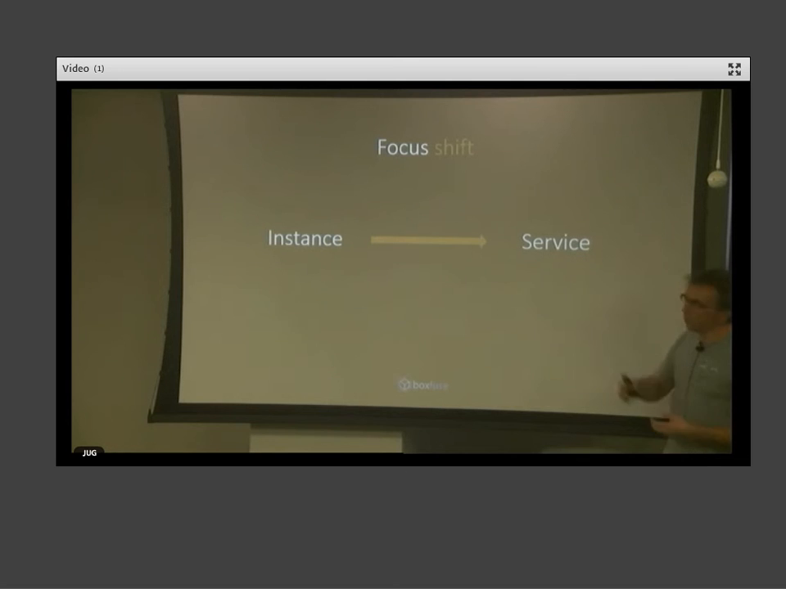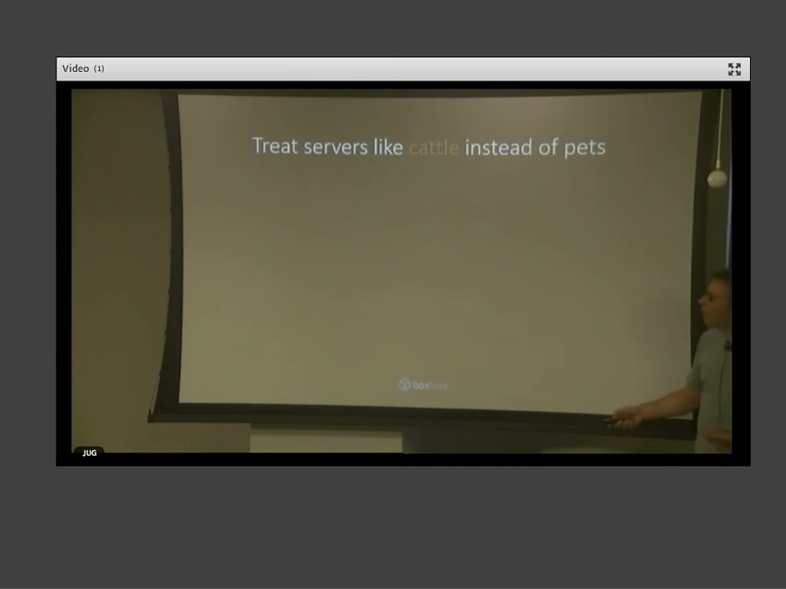So the focus really shifts onto the service. It's the availability of the service that counts. It's being able to keep serving our customers. And whether an individual instance behind that is currently up or down doesn't matter as much. We really start treating individual instances as just disposable components. We go from a world of pets to something like this, where we start treating our servers like cattle and not like pets.